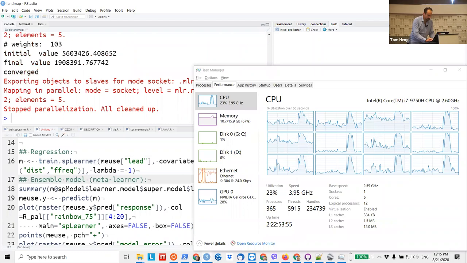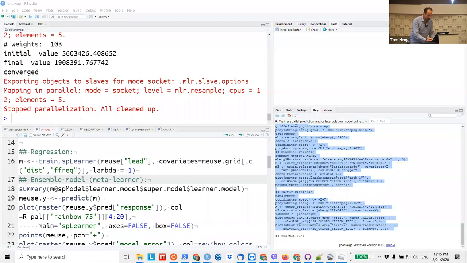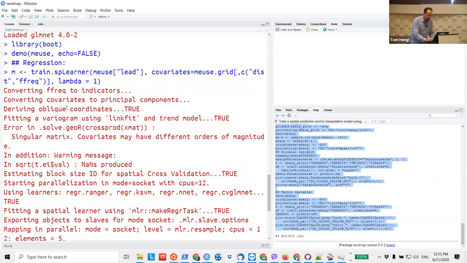So first I need to convert the flooding frequency to indicators. I do that automatically. And then I also do the principal components because I find that it's just easier to get rid of the noise. And then I do oblique coordinates. Then I fit a variogram. In this case, the variogram cannot be fitted; for this variable, it's difficult to fit. The GOR has problems. And then I estimate the block size, because I use spatial blocks. I estimate it based on the variogram.